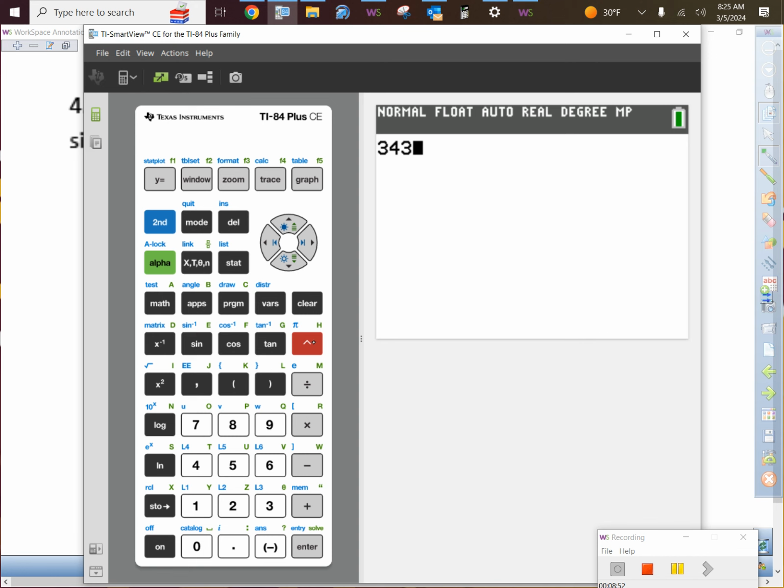Not -3, that's the opposite of 3. The reciprocal means flip it upside down. It's 3 over 1. If you flip it upside down, what would that become? 1 over 3. So we're going to raise this to the 1/3 power.